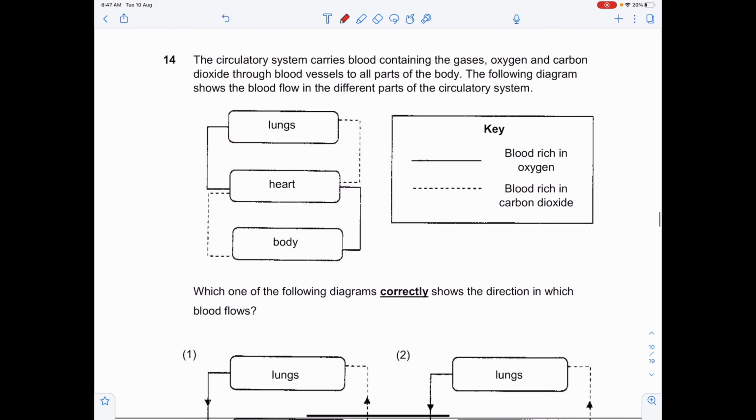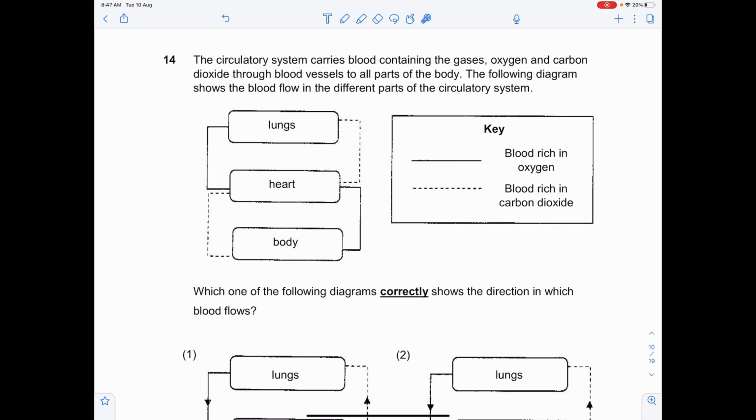Next question 14. The circulatory system carries blood containing gases, oxygen and carbon dioxide through blood vessels to all parts of the body. The following diagram shows blood flow in different parts of the circulatory system. So once again, this has got to do with the circulatory system right off the top, because I see the diagram of the circulatory system. And then they give you a key to tell you what is rich in oxygen and what is rich in carbon dioxide.